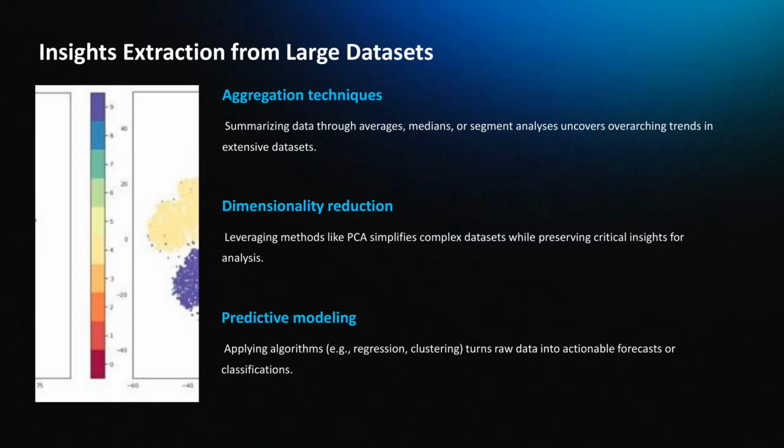When working with large datasets, aggregation techniques like averages or segmented summaries reveal overarching trends, while dimensionality reduction methods such as PCA simplify complexity without losing essential structure. Applying predictive modeling turns this cleaned, summarized data into forecasts or classifications that drive practical actions.